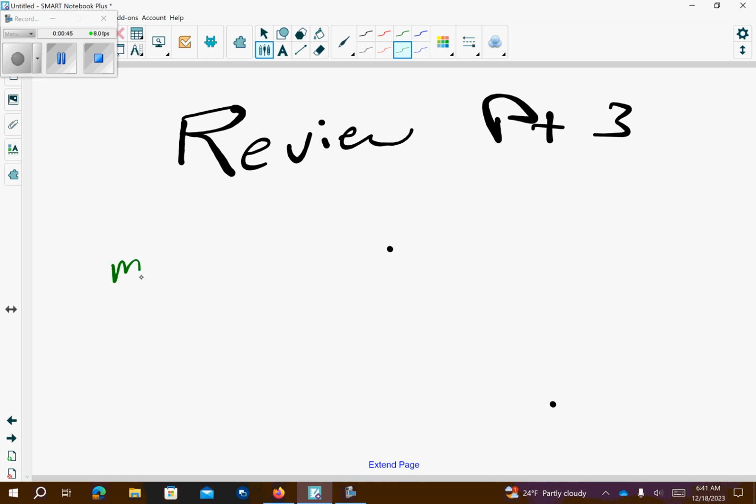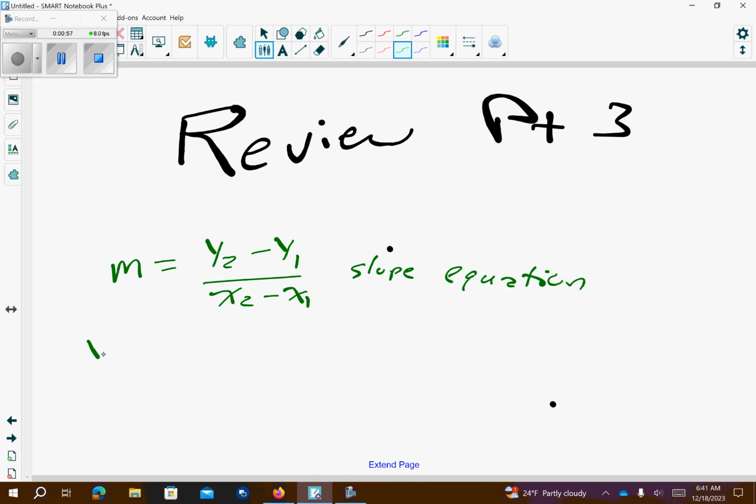Obviously, you want to make sure you have the slope equation on there. We've used that quite a bit. You want to make sure you have y equals mx plus b, which is called slope-intercept form. You want to make sure you have point-slope on there.